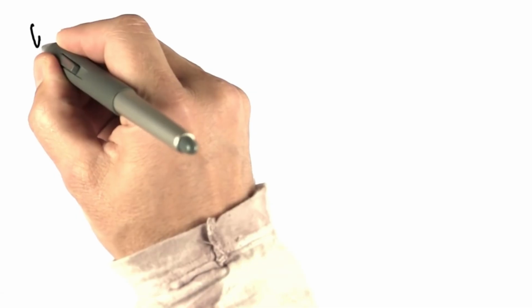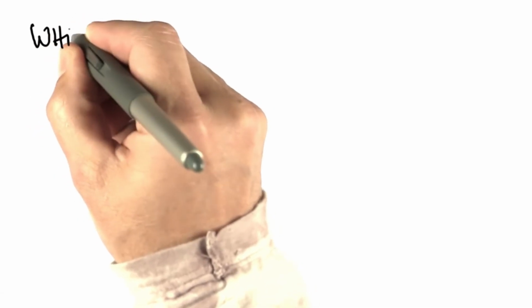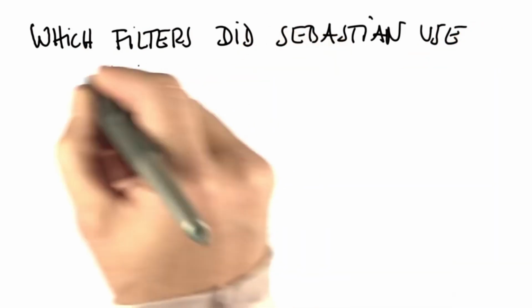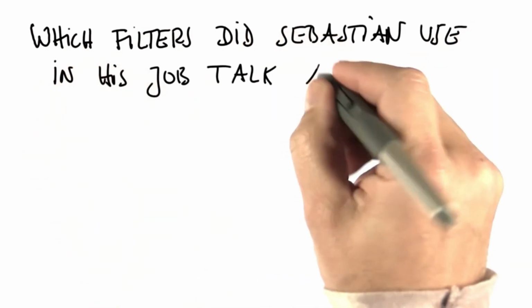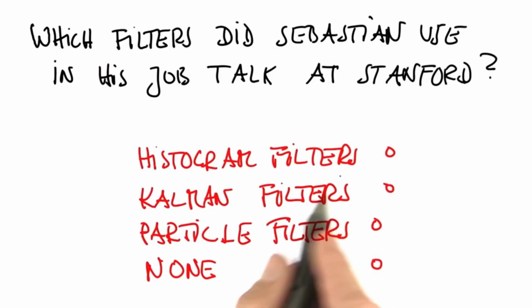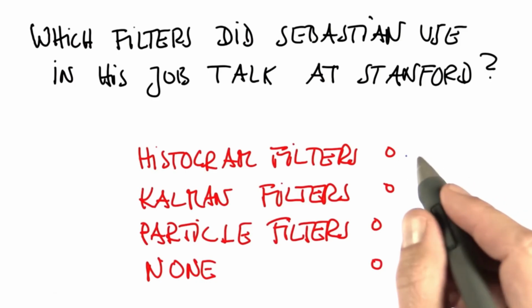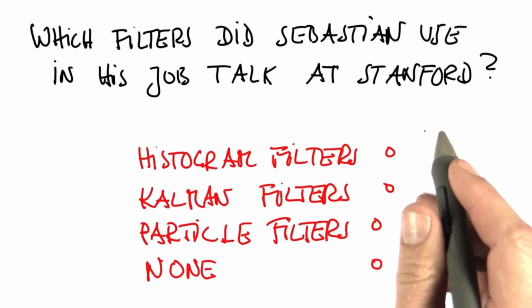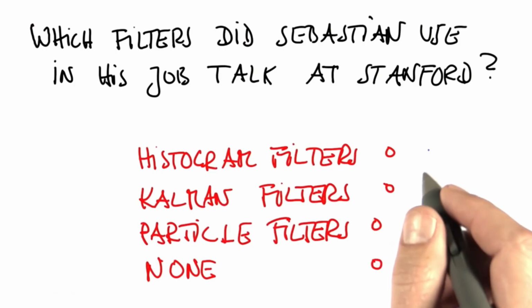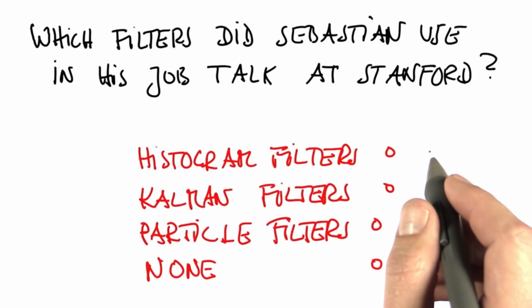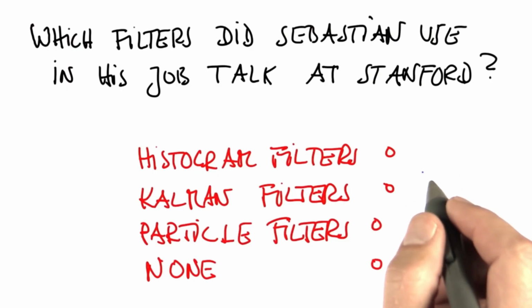So let me ask you an interesting question. Which of the 3 filters did Sebastian use in his job talk at Stanford? Histogram filters, Kalman filters, particle filters, or none of the above? Check one or all that apply. And of course, you can't really know unless you Google me and look at my homepage. Then you might find out some evidence. So just take a random guess and I'll tell you the answer in a second.